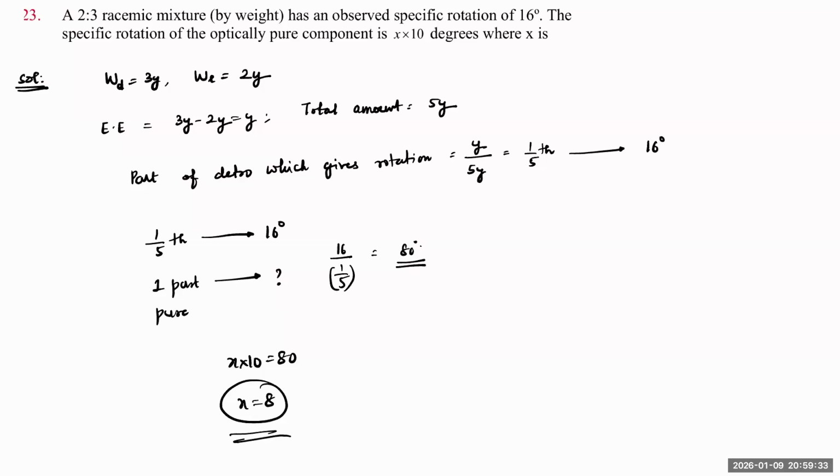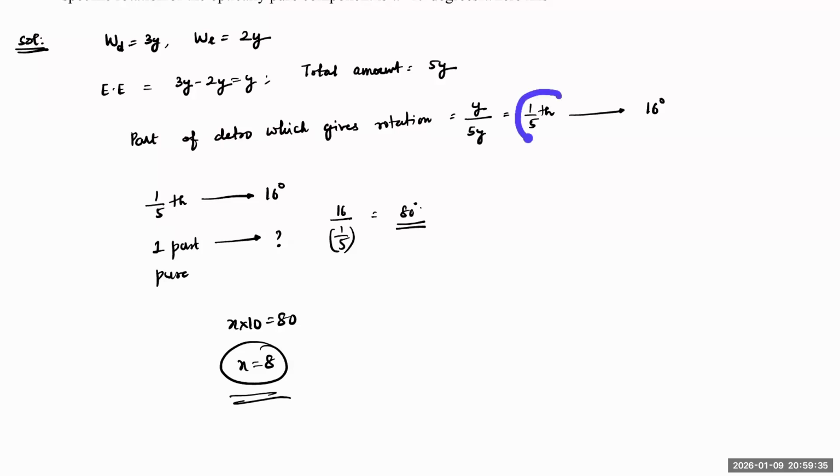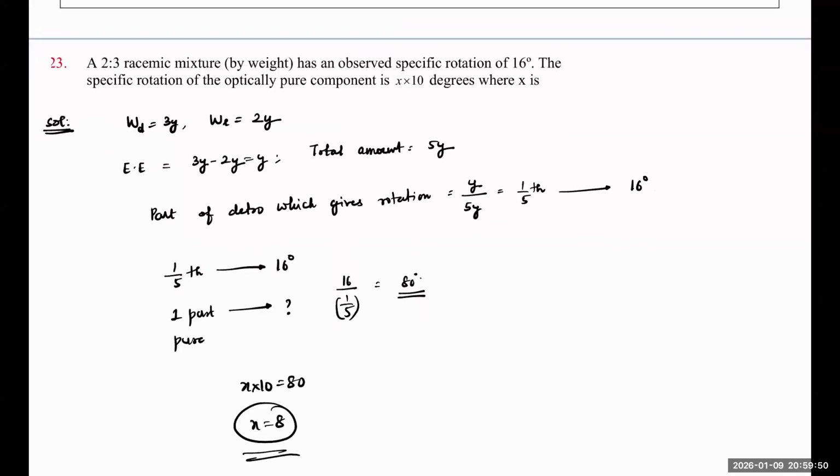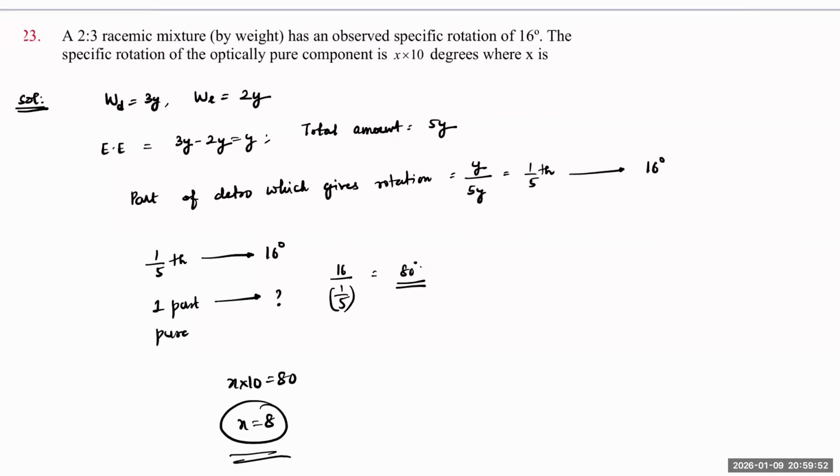Instead of writing everything in terms of molar mass or number of moles, I can simply write in terms of parts. That makes it much simpler. You can see only 1/5 of the part in the solution is the pure form, and that part is giving 16 degrees. So one part, which is a pure form, should give you how much? Clear? Everyone, please do check.